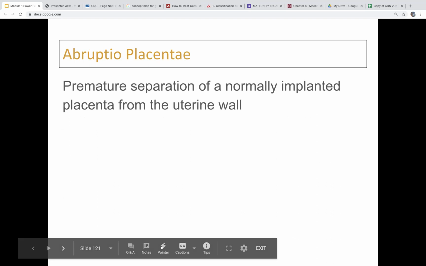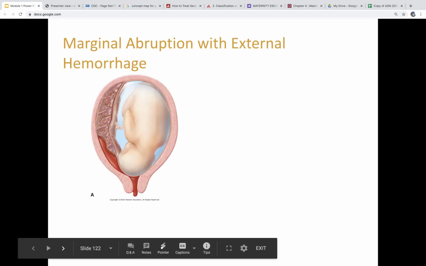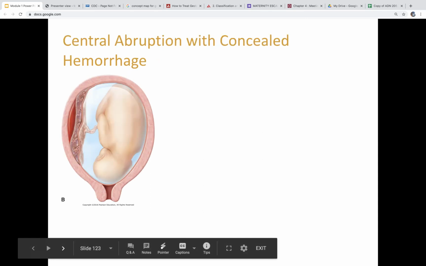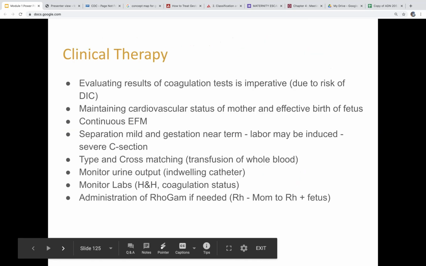Abruptio placenta is basically a premature separation of a normally implanted placenta from the uterine wall. Marginal, so you see that very dark, frank blood. Central and complete. Again, clinical therapy: coagulation, type and cross, transfuse blood, emergency C-section, monitor baby, maintain cardiovascular status.